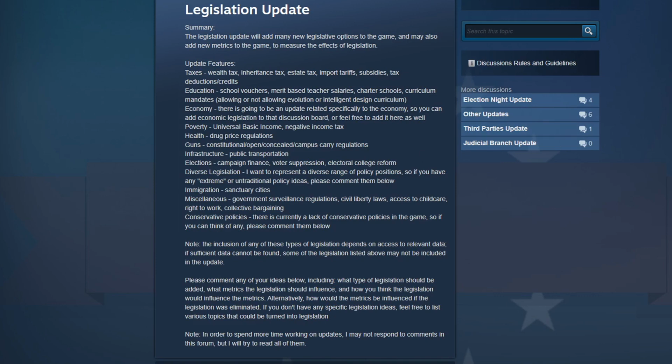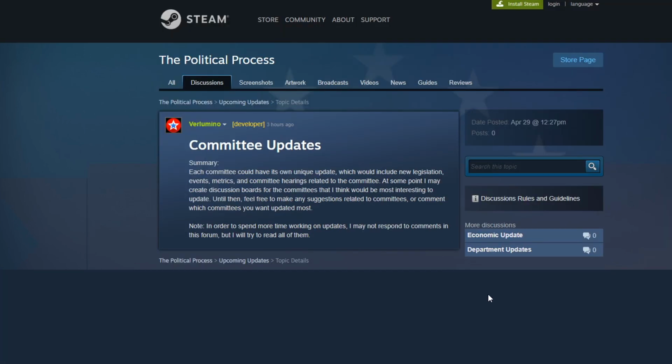Then we have another update, which is committee updates, and each committee would have its own unique update, which would include new legislation, events, metrics, and committee hearings related to the committee. At some point, I may create discussion boards for the committees that I think would be most interesting to update. Until then, feel free to make suggestions related to committees or comment which committees you want updated most. If you have any idea of what updates you want for a specific committee, let me know in the comments below, and again, I will post them for you.